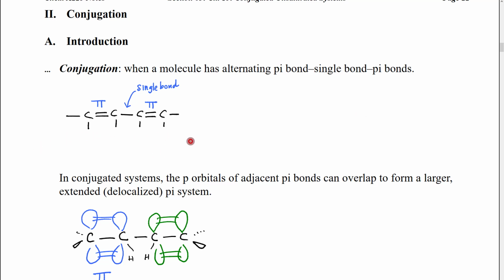So here is a generic example. We have a pi bond in the form of this double bond. Directly attached to that pi bond, we have a single bond, but then directly attached to that single bond is another pi bond. So we're alternating double, single, double. We would say that this is conjugated.